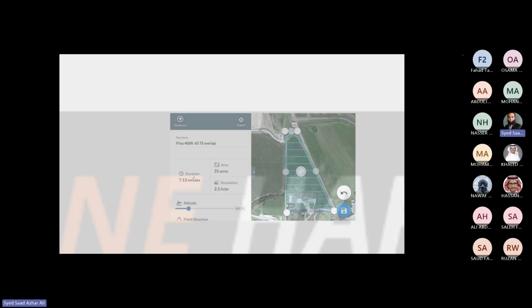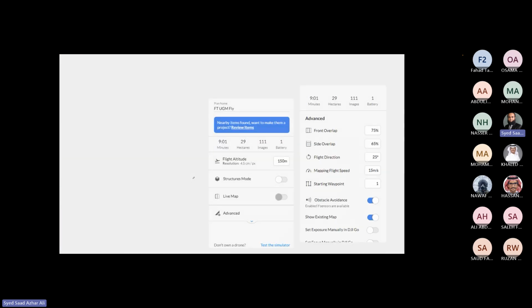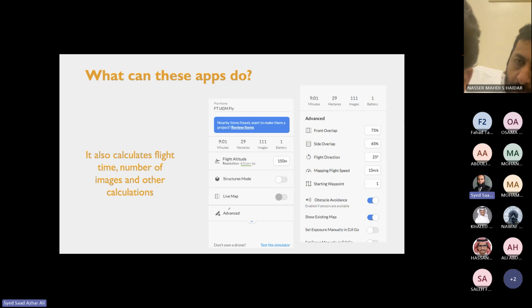What are those things? Quickly, let's take a look. They can design the flight plan based on the user input. So it can take elevation, overlap, distance, time. For example, you can see this one. It can take the front overlap, side overlap, direction, mapping speed, starting waypoint, the area covered, how many images, altitude, the resolution. This is the GSD, 4.5 centimeter per pixel, and it can avoid the obstacles as well. All of these things can be done, so you can just put it in the software and it will automatically take it.